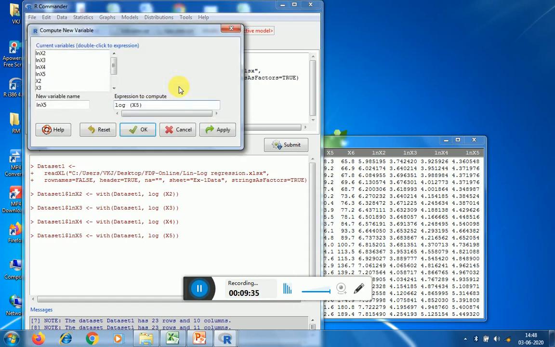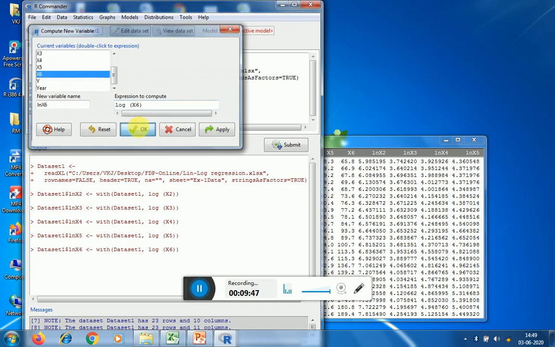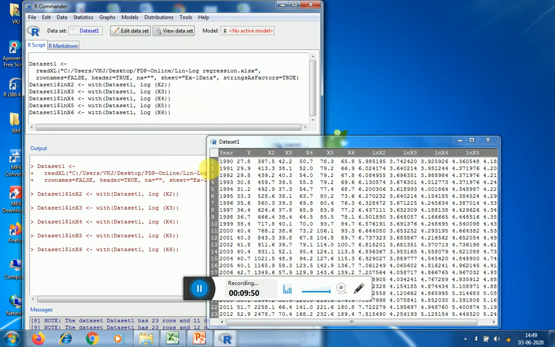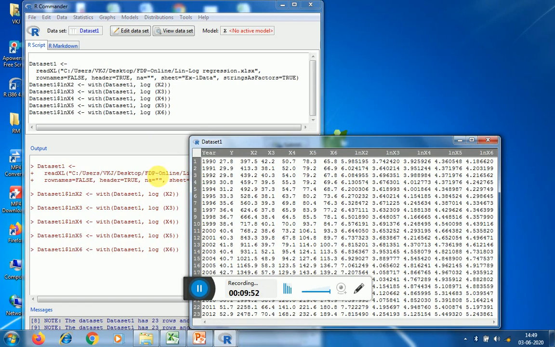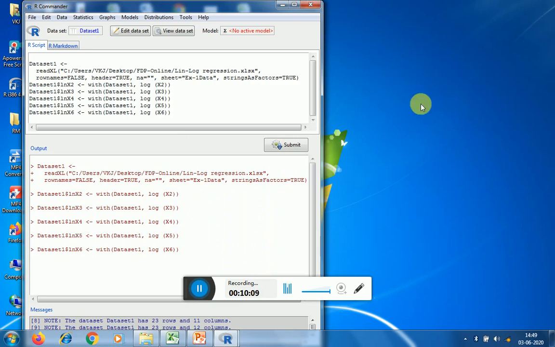So compute new variable. Now select x6. OK. So you can see here all the variables which I have computed recently, ln x2, ln x3, ln x4, ln x5, and ln x6, all these are now added in the dataset. Now we will proceed to fitting the regression equation.